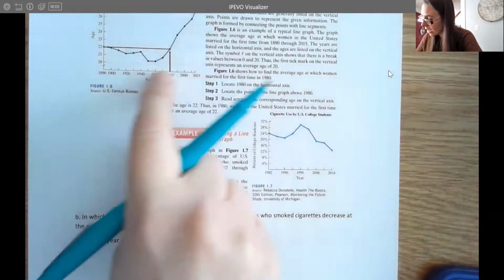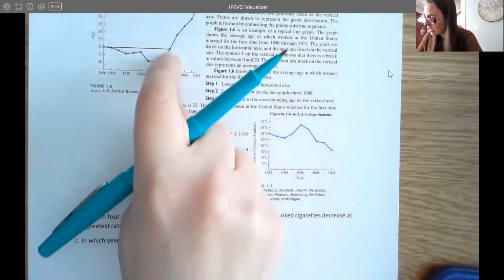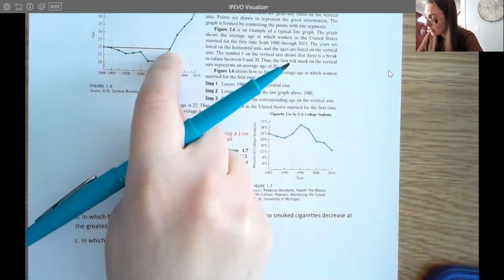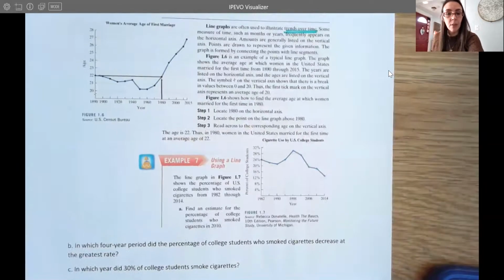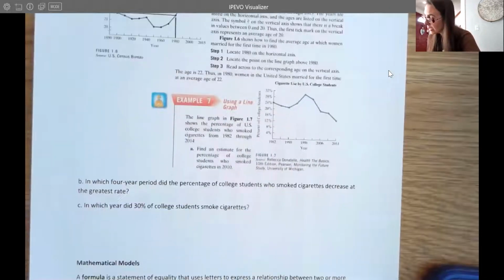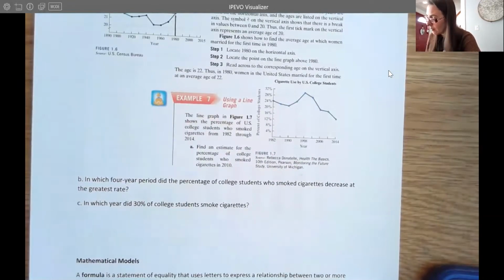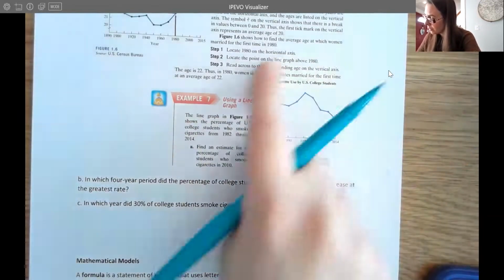So like I said, you can look through the different points. We can see in 1980 that the average age of when a woman married first was 22 years old. So we can match up those values and find the point. So let's look at an example here using a line graph. We're going to use this line graph right here.